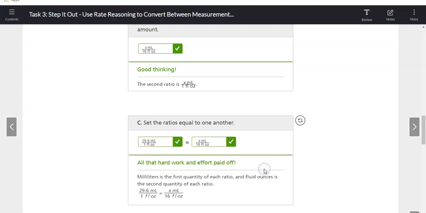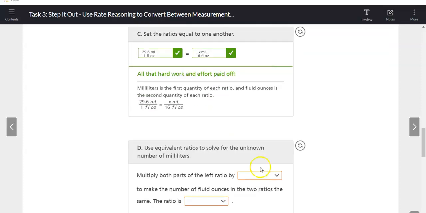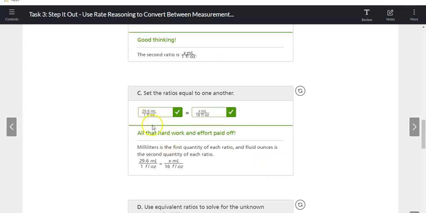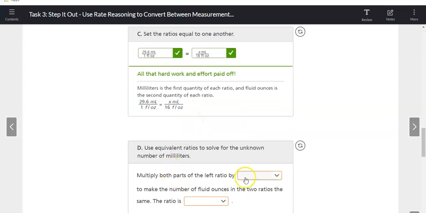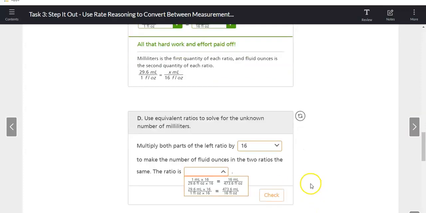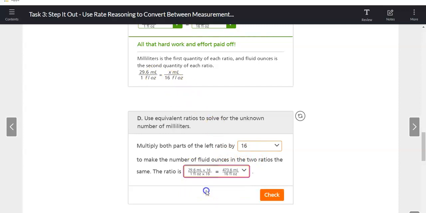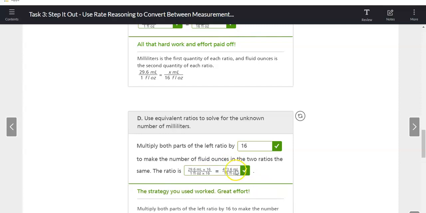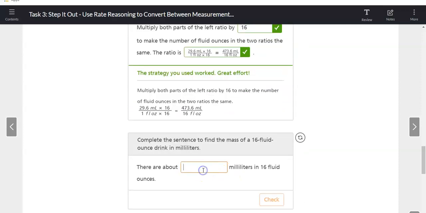So there we go. Now we have to figure out how to get from 1 to 16. So to get from 1 to 16, we're going to multiply by 16. So we're going to take what we had right up here and now just add the 16 in it. So 29.6 milliliters right here. And the great thing about this is they already give you what that answer is. So 29.6 times 16 is 473.6. So that is our answer, 473.6.